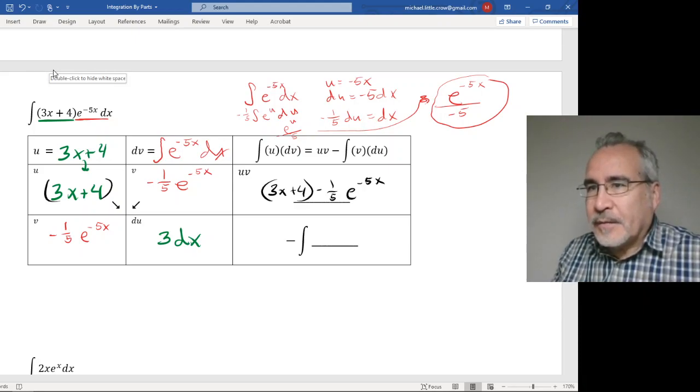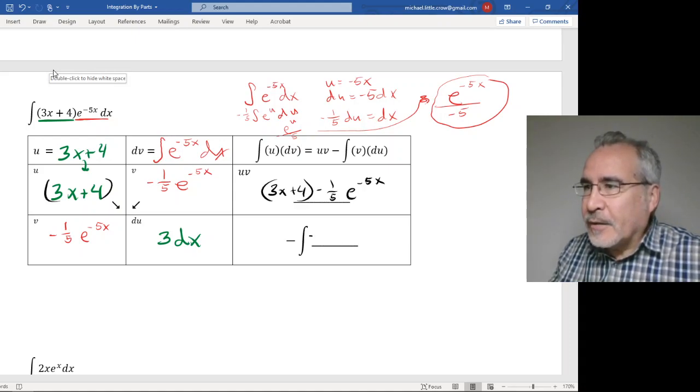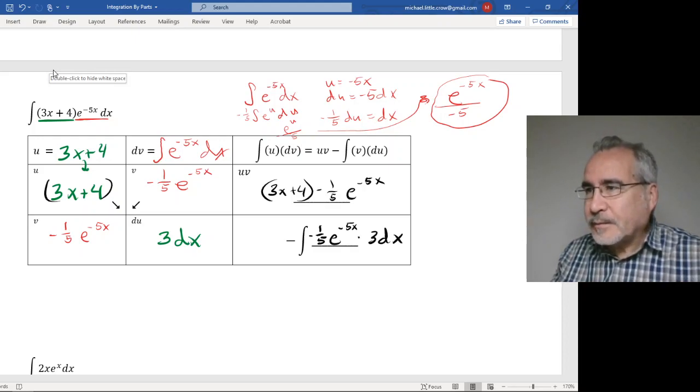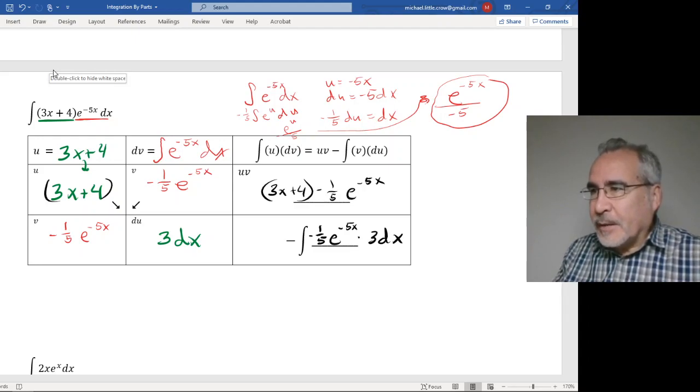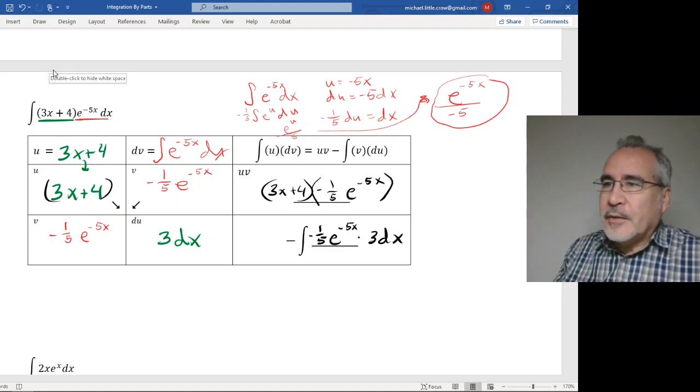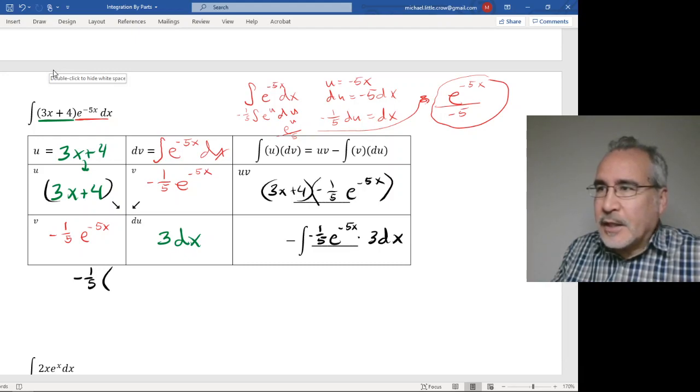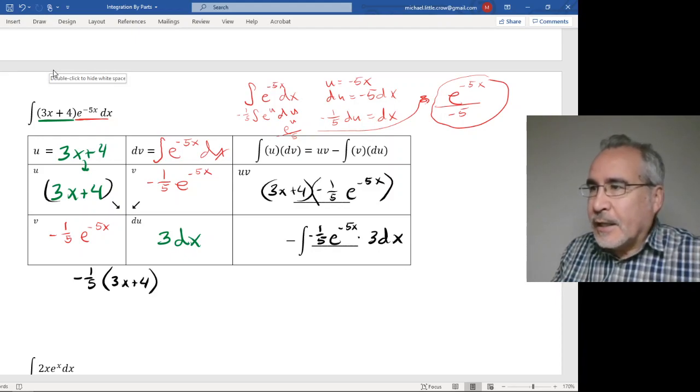The back part is this is our v, this is our du. So I'm just going to write it out, and then we'll clean it up later. E to the minus 5x. So that's that first part times 3 dx. Okay. So this part, remember, and actually I guess I should put a parenthesis here. So I'm going to move the negative 1/5 to the front. I'm going to keep this in its little bubble. And then we've got e to the minus 5x.